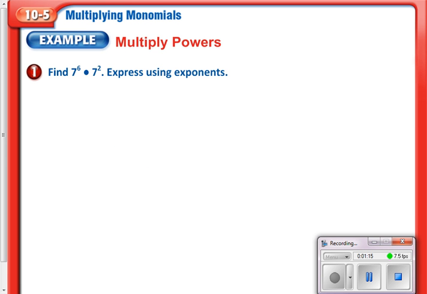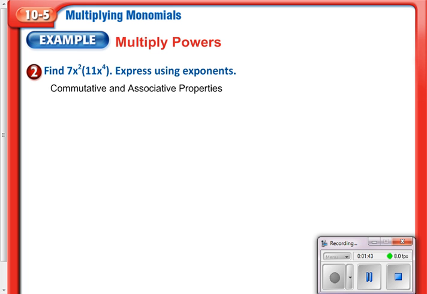Example 1, multiplying powers. Find 7 to the 6th times 7 to the 2nd. Express using exponents. So we look at this, they have the same base number. When they have the same base number and it is multiplying, you would add your exponents. So we'd have 7 and we'd have 6 plus 2. When they have the same base and it's multiplying, add exponents. So this answer would be 7 to the 8th power.